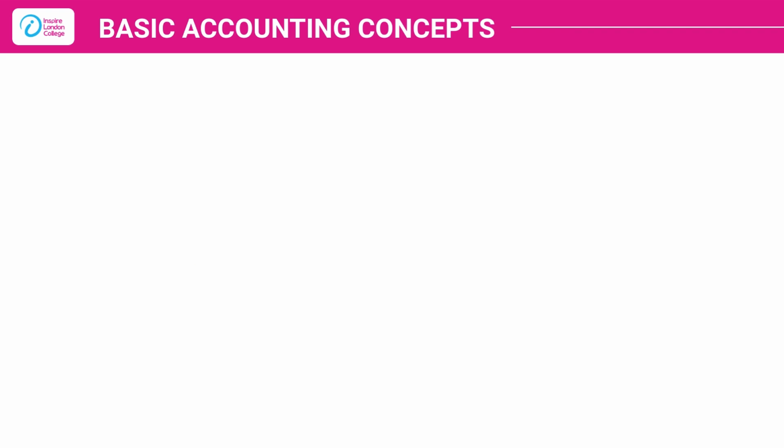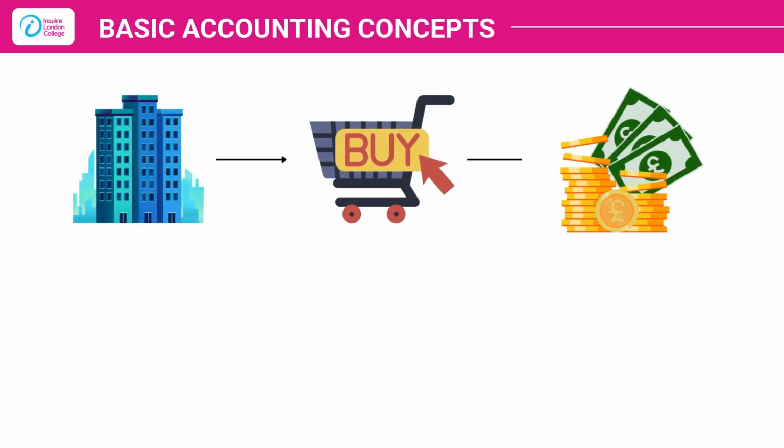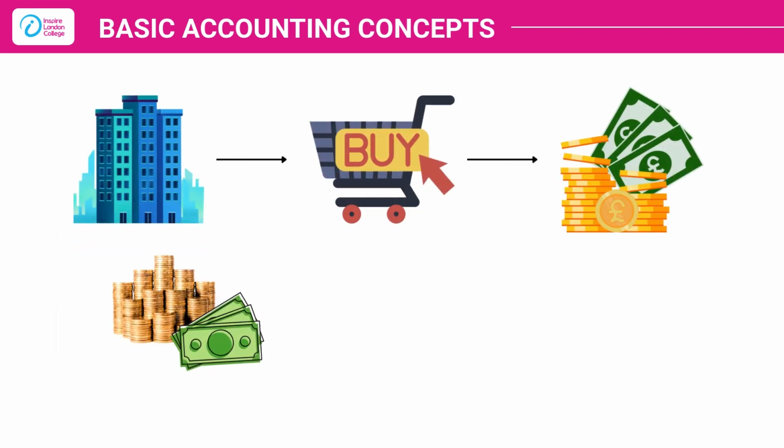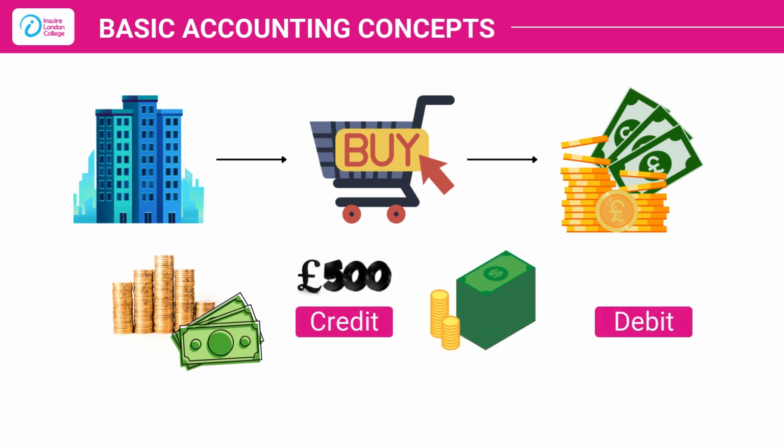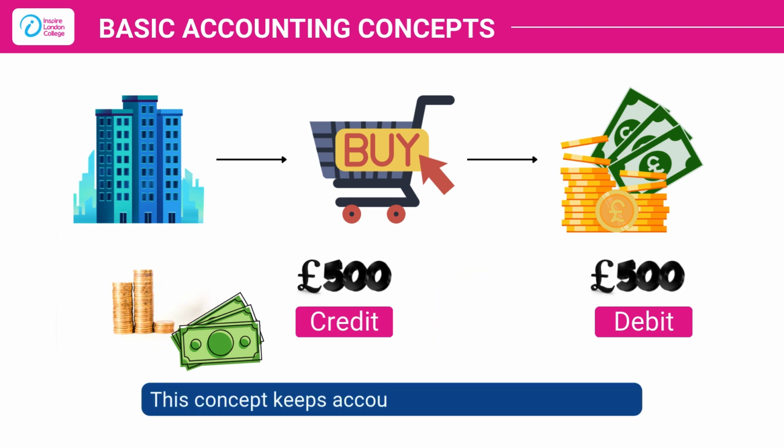For instance, if a company buys any product for £500, its cash account decreases, that is, credit £500, and the asset account increases, that is, debit £500. This concept keeps accounts balanced and accurate.